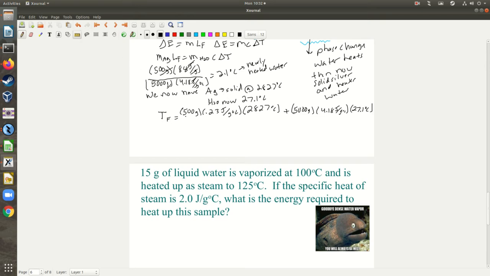Then I'll use my little line that I figured out how to use. Then over the heat capacities, so that's 500 grams, 0.23 joules per gram degrees Celsius.